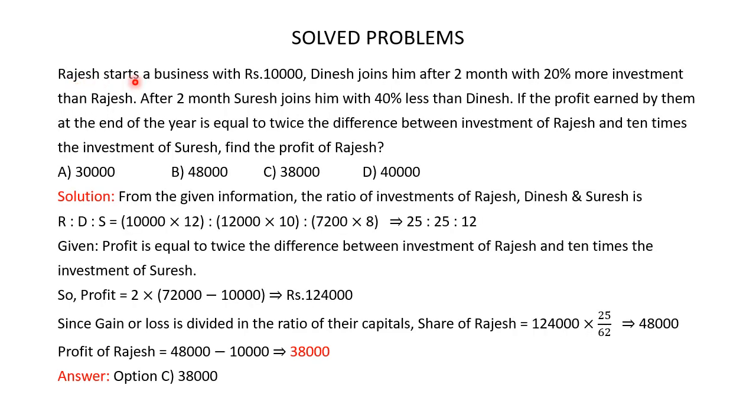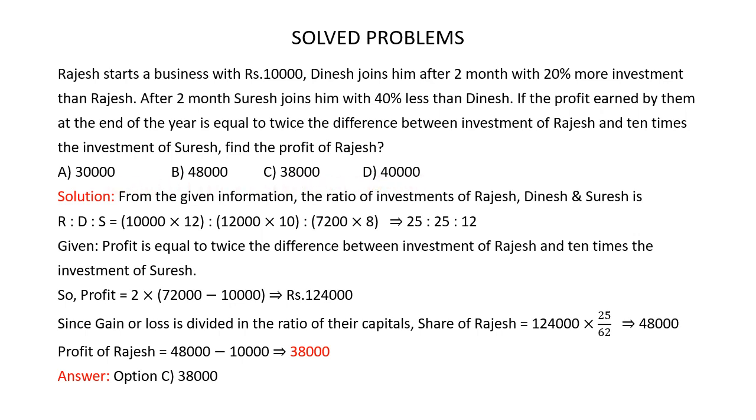Rajesh starts a business with rupees 10,000. Dinesh joins him after 2 months with 20% more investment than Rajesh. After 2 months, Suresh joins him with 40% less than Dinesh. If the profit earned by them at the end of the year is equal to twice the difference between investment of Rajesh and 10 times the investment of Suresh, find the profit of Rajesh. Here you are given 4 options and you have to find out which of these options is the correct one.